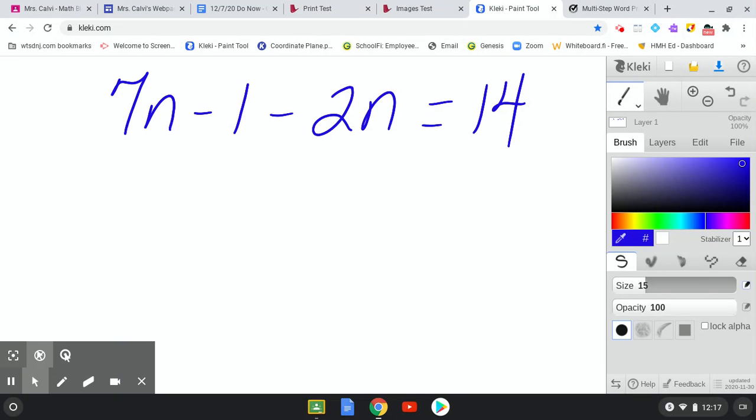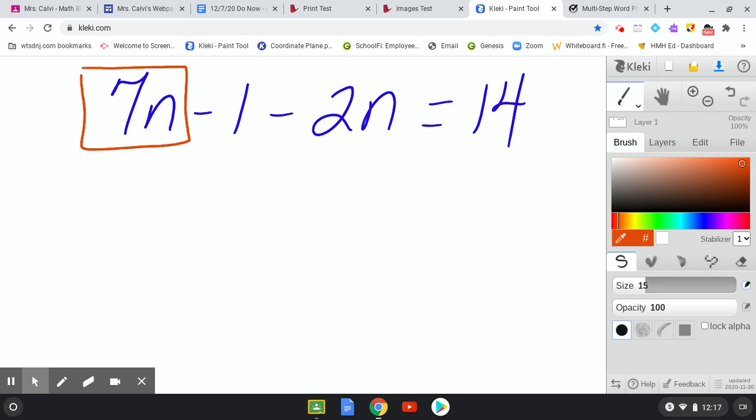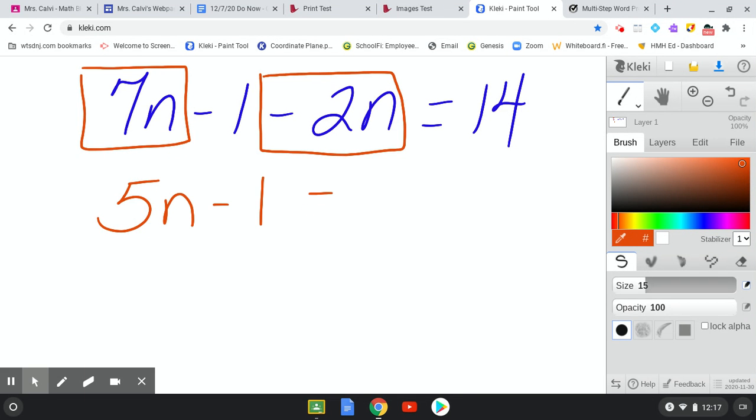The first thing I'm going to do is combine like terms. I see that I have a positive 7n and a negative 2n. You have to take that sign with it. I'm going to combine those two. A positive 7n and a negative 2n leaves me with a positive 5n. I'm going to drop down the rest of the problem: minus 1 is equal to 14.